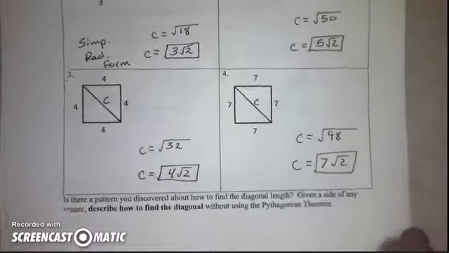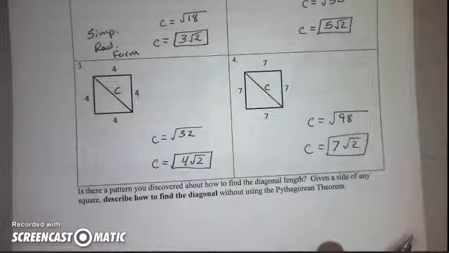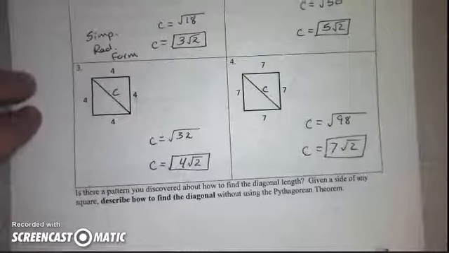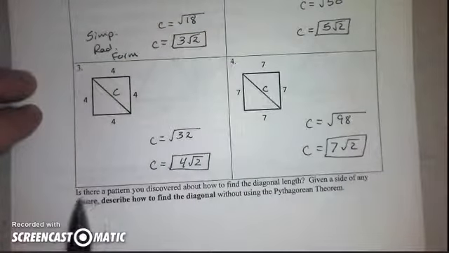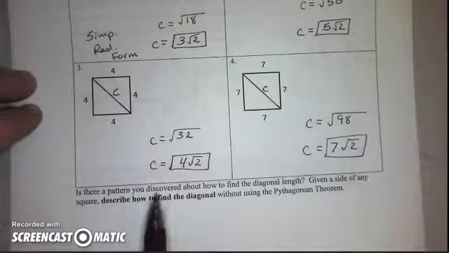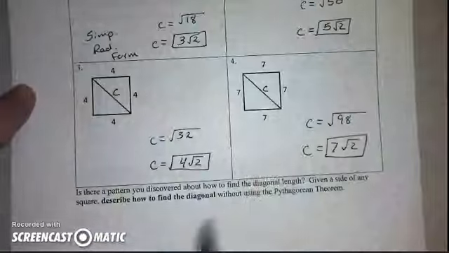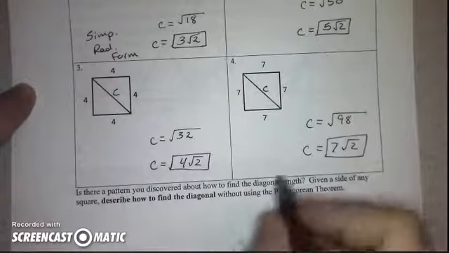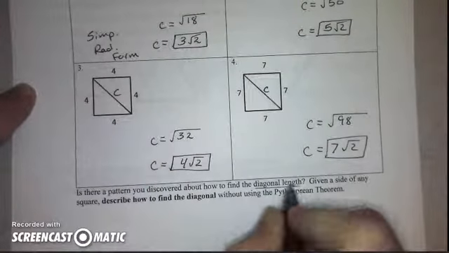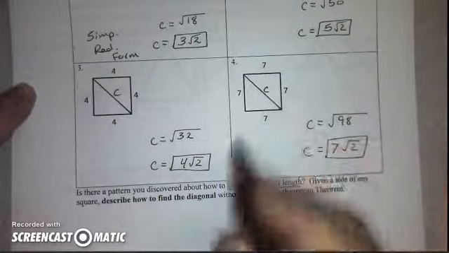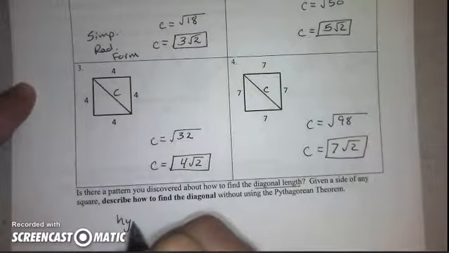So here's what I would like for you to do. Take some time to talk with a partner, and this is another point where you'll pause the video. I want you to answer this question. Is there a pattern you discovered about how to find the diagonal length in each of these squares? Or, instead of diagonal length, you can think of that as the hypotenuse of a 45, 45, 90 triangle.